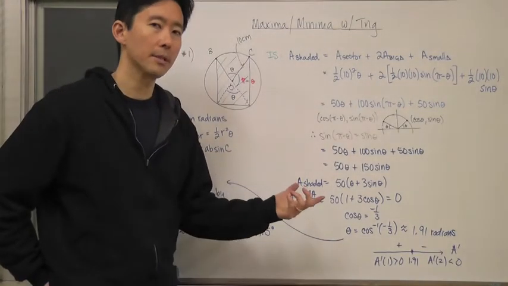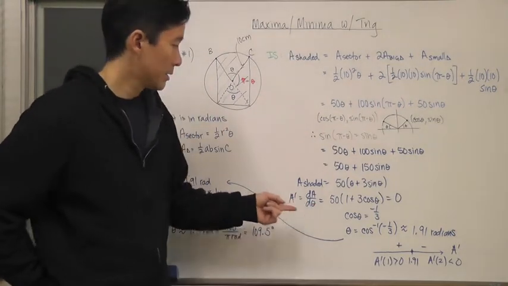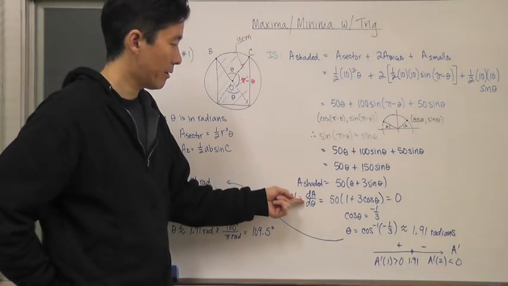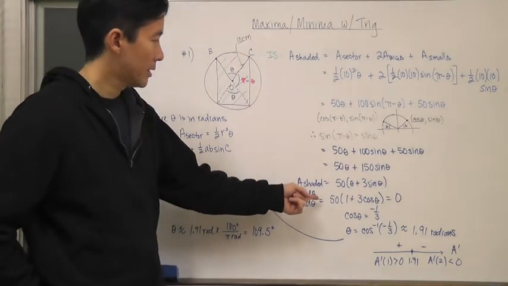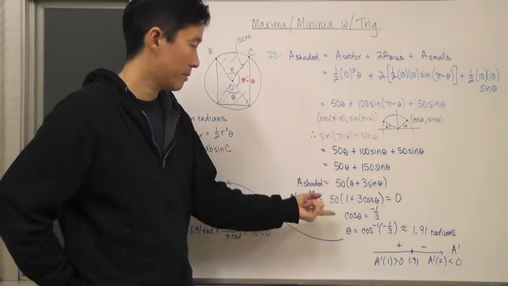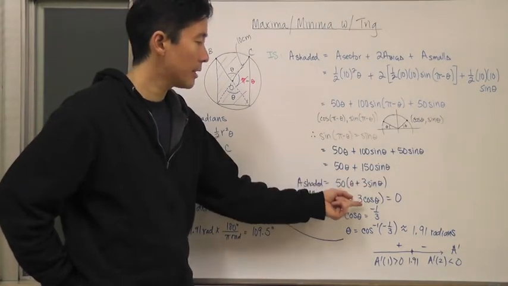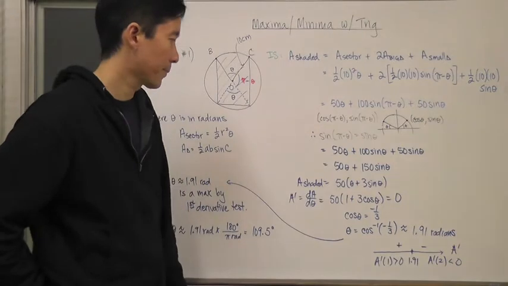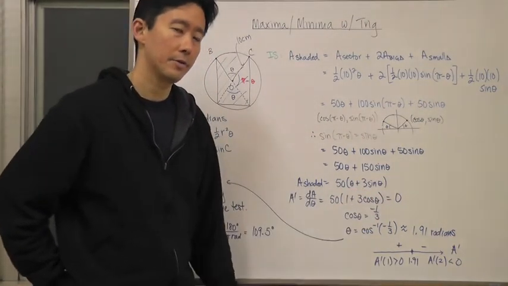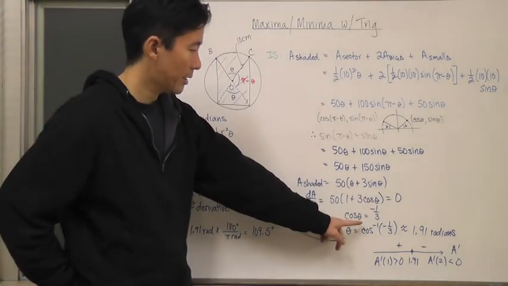Now we want to try to maximize that. So in order to maximize that, we have to find the first derivative. So the area prime is going to be the same thing as the derivative of the area with respect to theta. And so this is going to be 50 times the quantity, well the derivative of theta with respect to theta is just 1, plus 3 times the derivative of sine theta, which is just going to be cosine theta. Now of course, since we're looking for a maximum, we want to let the first derivative be equal to 0.